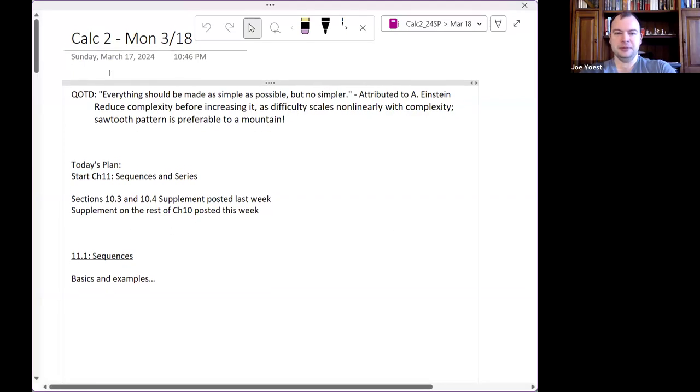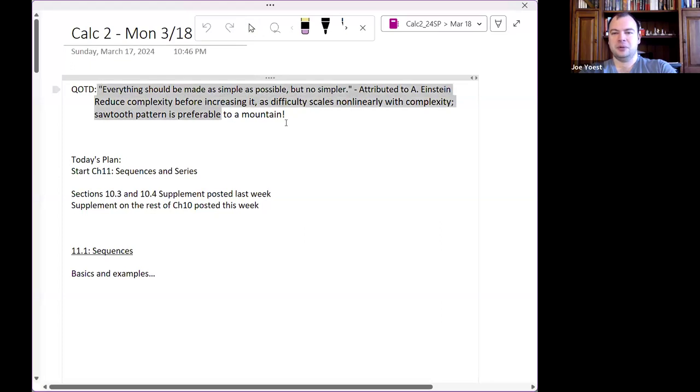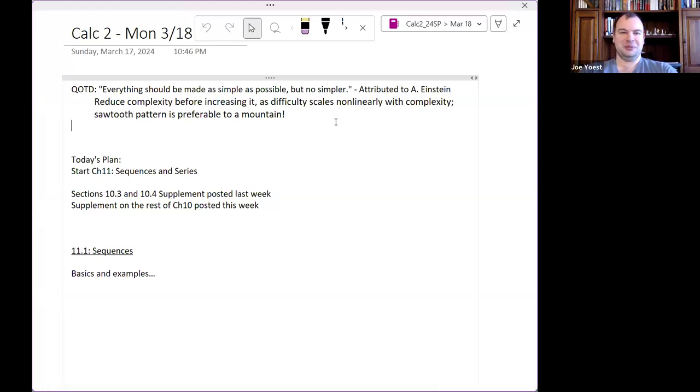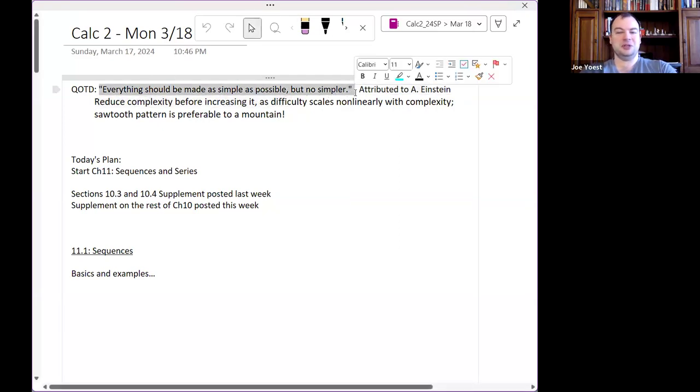So the quote of the day for today is attributed to Albert Einstein. I think it's always good to be careful whenever something's attributed to somebody famous, because sometimes somebody less famous said it and then people just said that the more famous person said it to make it get a little more popularity. But supposedly he said everything should be made as simple as possible, but no simpler.